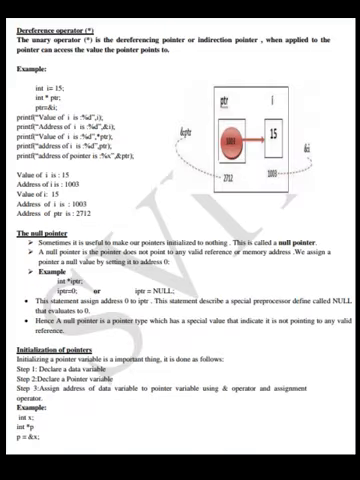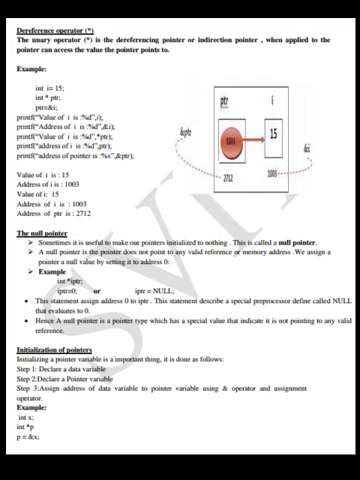Now let us see the dereference operator, asterisk. The unary operator asterisk is the dereferencing or indirection operator. When applied to a pointer, it can access the value the pointer points to. See the example.